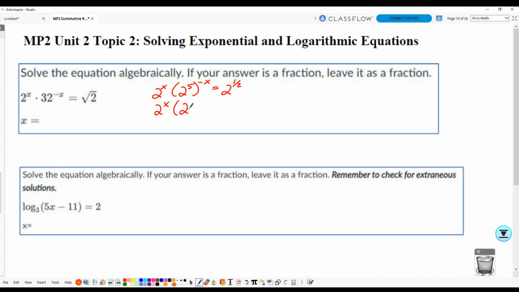Raising a power to a power is multiplying. And then exponents across at the same height get added. So x minus 4x is negative 3x. So the exponents had to be equal. Negative 4x equals 1/2. Divide by negative 4. X is negative 1/8.